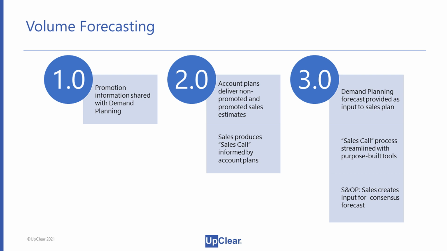Right, and in the 3.0 world is where we see integrated, what we define as integrated business planning, and that's a high level of collaboration between sales and demand planning. So there are cases where the demand planning forecast is integrated right into the sales planning tools, and vice versa. The sales forecast is then directly integrated with demand planning. To augment this, that sales call process gets augmented with tools that just help them do the job quicker and more efficiently.